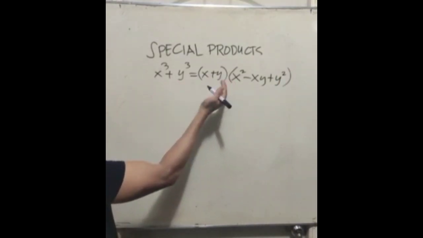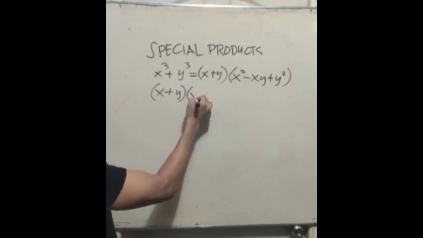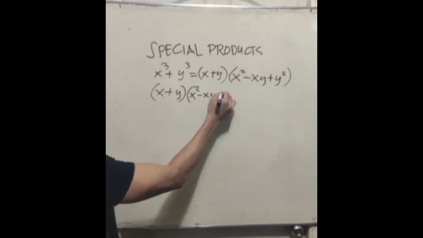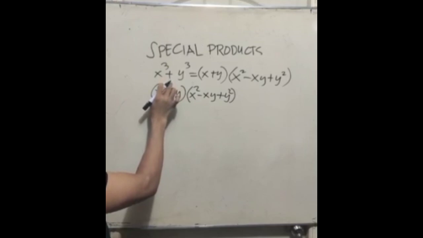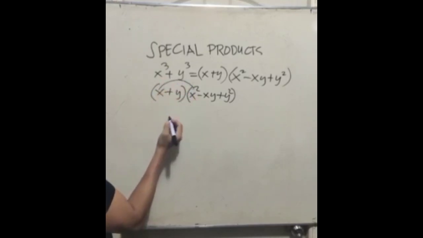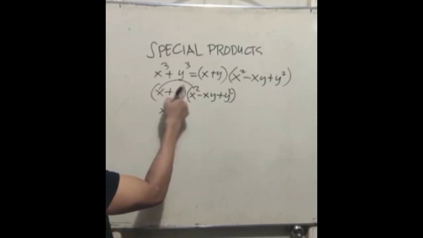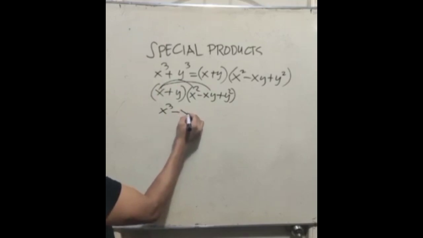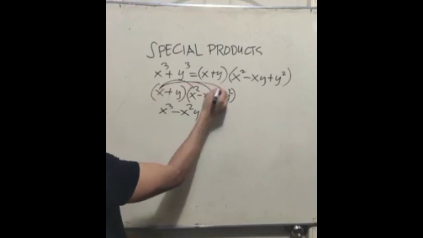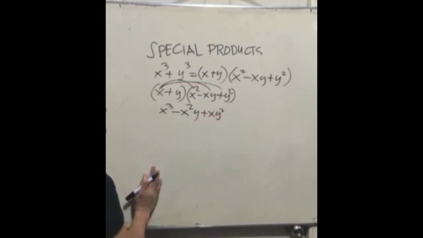Showing you like this, we say x plus y times x squared minus xy plus y squared. Okay. Let's try to check if this one is equivalent to this one, okay? So, first, we have x times x squared, so we have x cubed, right? Because this is 1 and 2, so 1 plus 2, that's 3. X and negative xy, so we have negative x squared y, right? Because 2x here, and then there's 1y. And then x and y squared, so we have plus xy squared, right?